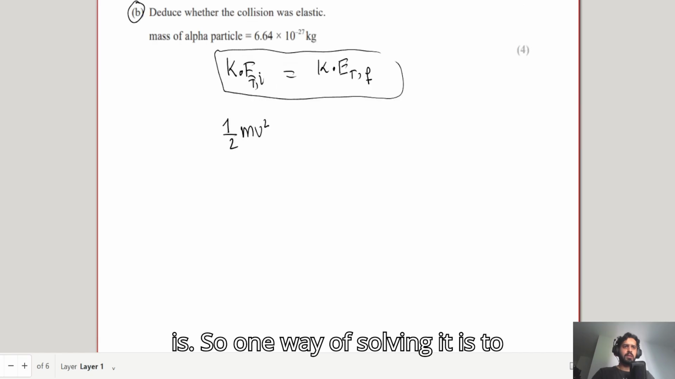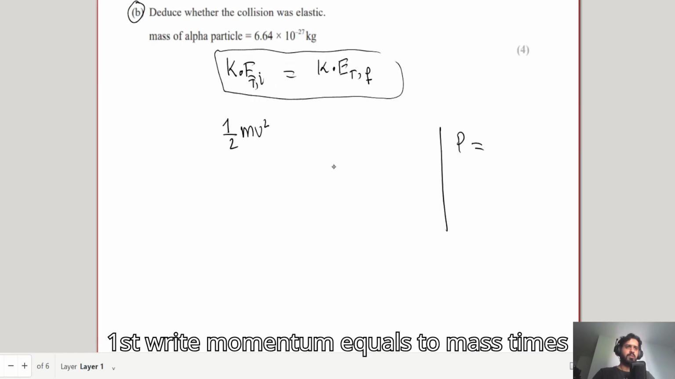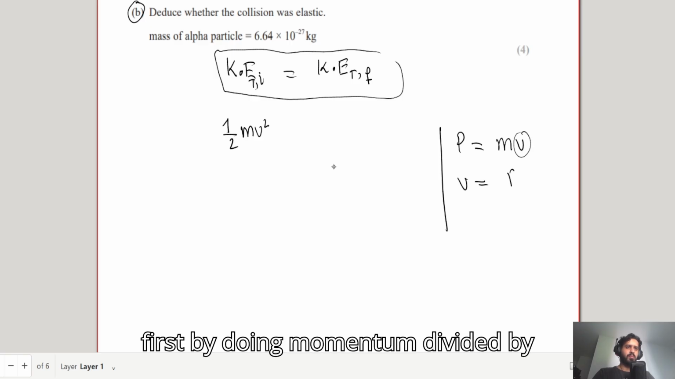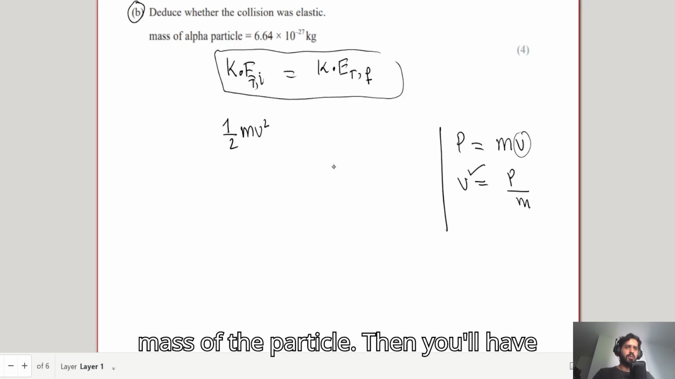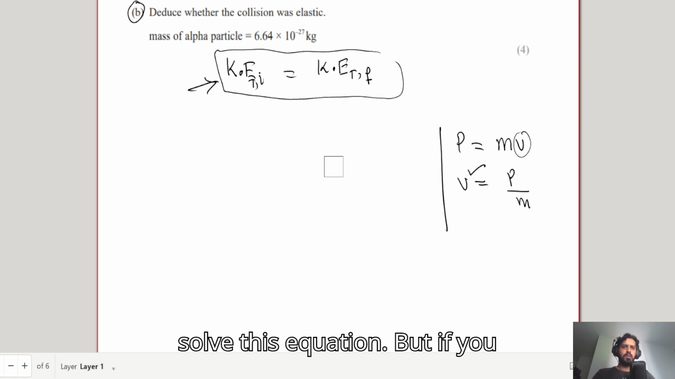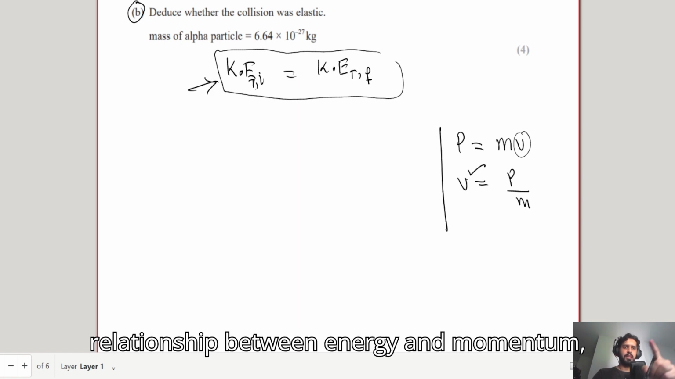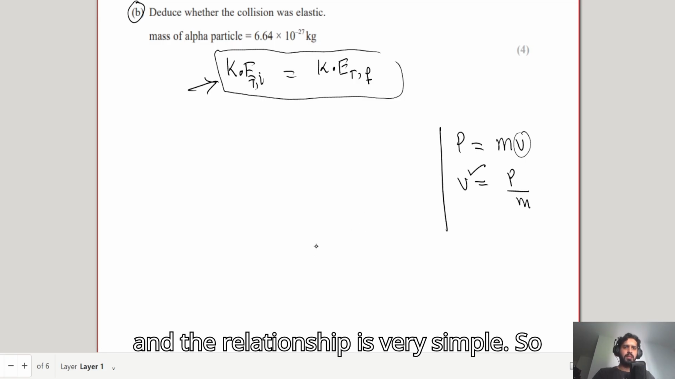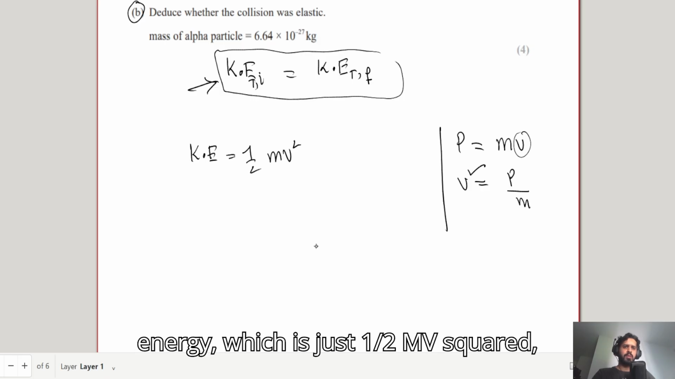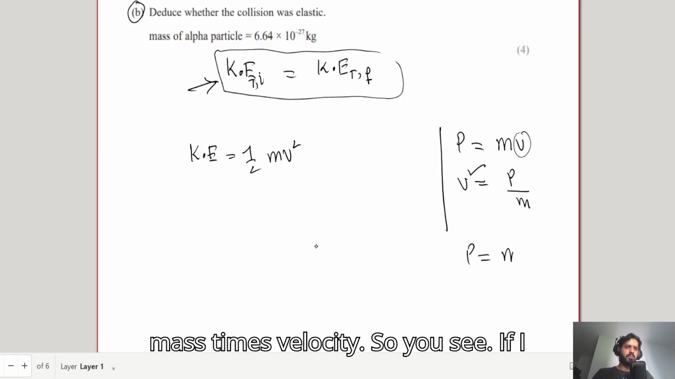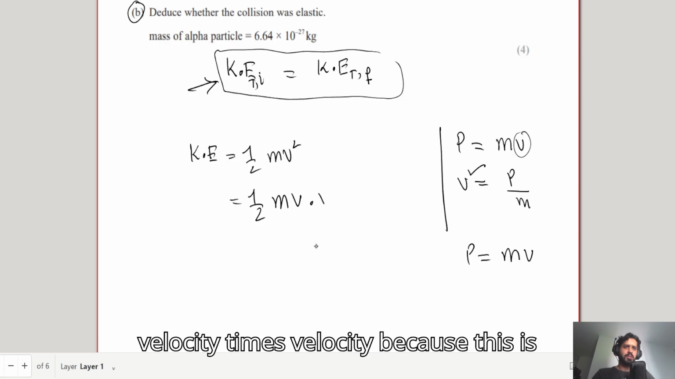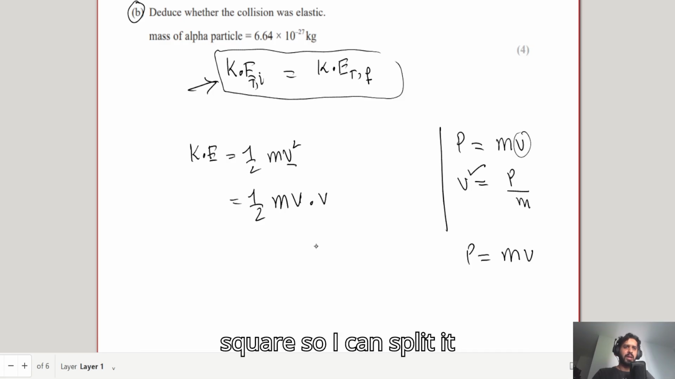So one way of solving it is to first write momentum equals mass times velocity, and then find the velocity by doing momentum divided by the mass of the particle. Then you'll have the velocity, and then substitute it here and solve this equation. But you can use another relation, which is the relationship between energy and momentum, and the relationship is very simple. If you write the equation for kinetic energy, which is just 1/2 mv squared, remember that momentum can be written as mass times velocity. So you see, if I write it like this, 1/2 mass times velocity, because this is squared, I can split it.